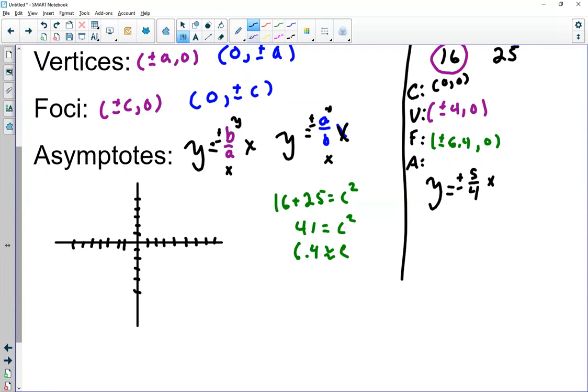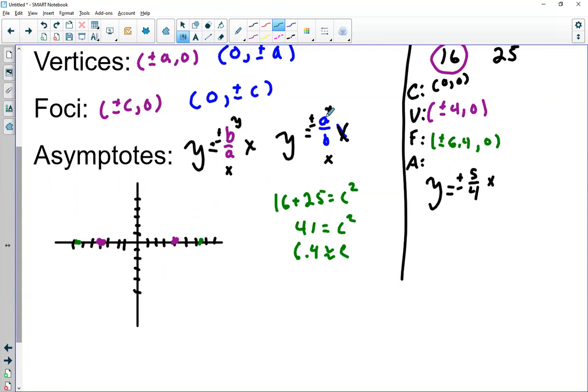So first, let's do the center 0, 0, but that doesn't really matter. The vertex is 4, 0. So that's 4 left and 4 right. 1, 2, 3, 4. The focus is 6.4 to the left, 6.4 to the right. Again, if you have your focus and your vertex going different directions, you made a mistake. 5, 6, so a little bit past 6.